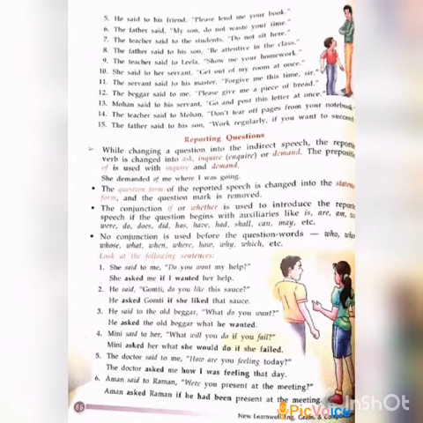The next topic is reporting questions. The question, as you already know, is known as an interrogative sentence. An interrogative sentence is a sentence which is used to ask a question. While changing the question into indirect speech, the reporting verb is changed into ask, inquire or demand. Only these three we should use as the reporting verb. The preposition "of" is used with inquire or demand. She demanded of me where I was going.